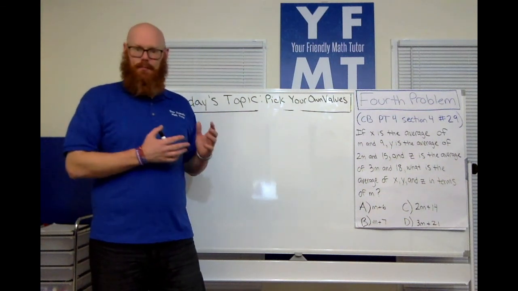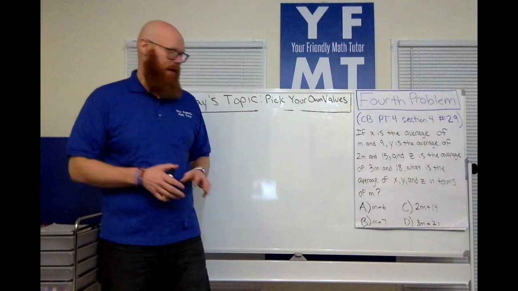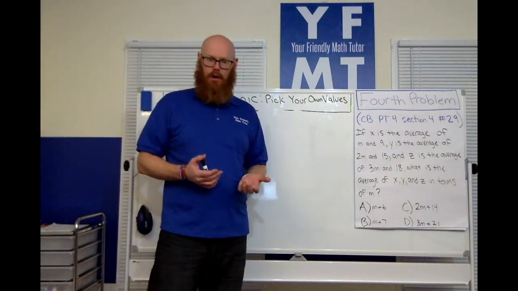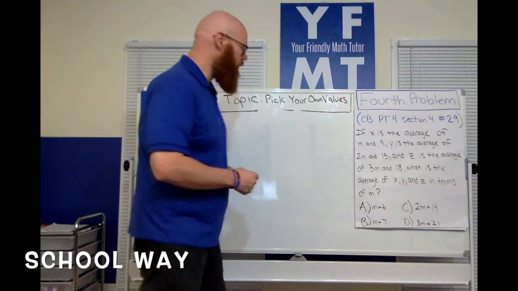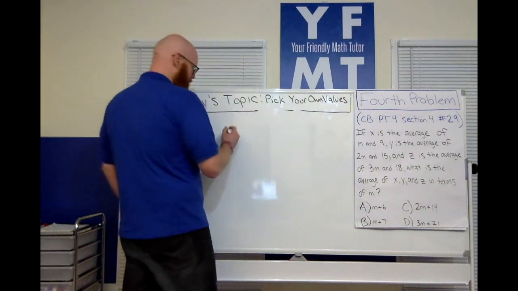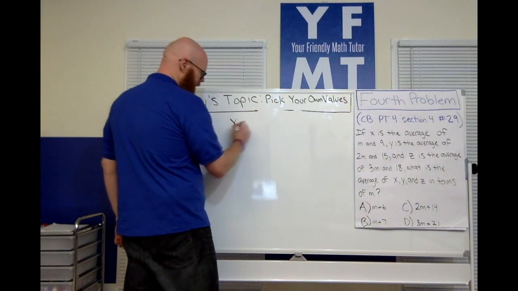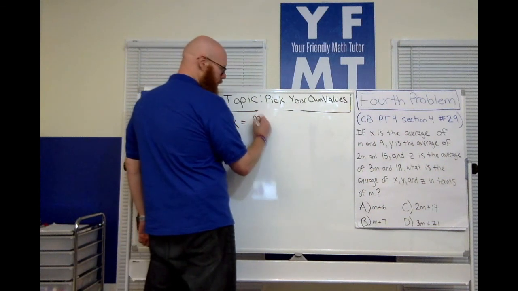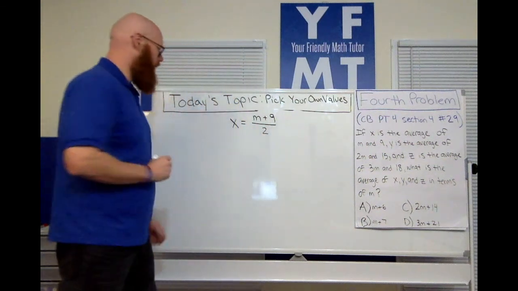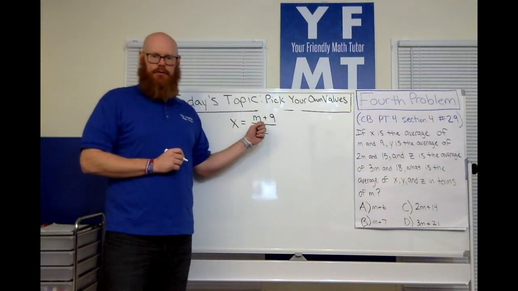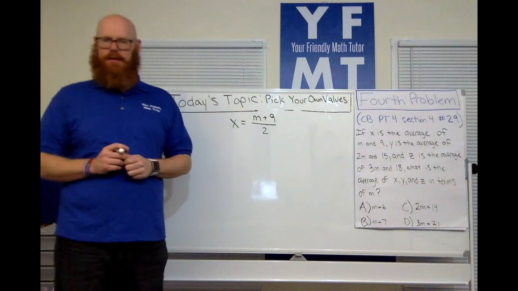So this is our case of when not to apply them. So let's take a look at the school way first. X is the average of m and 9. So right away, I'm going to write down that x equals (m plus 9) over 2. That is simply because we know the average of two numbers is when you add them up and divide by 2.